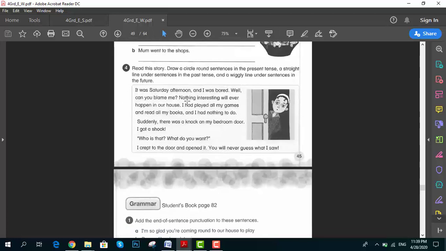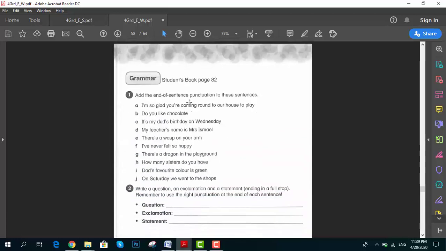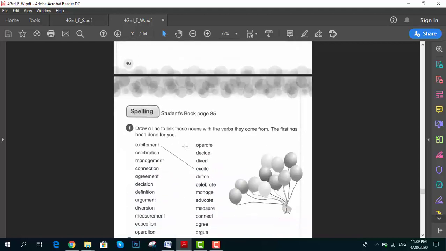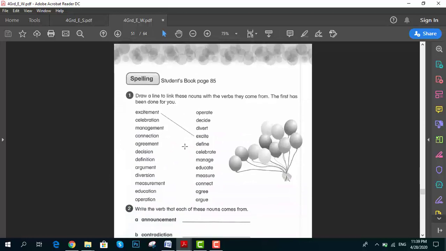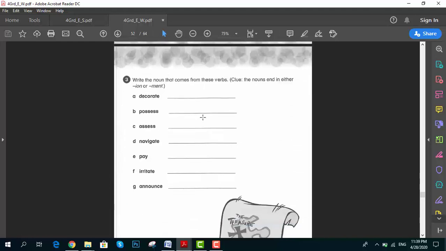Just study them well. Here the punctuations, you should only add a question mark if it's a question, an exclamation mark if it's an exclamation, and for a statement, put a full stop. It's easy, just study it. And then here it's really important. Just focus on this page and this page.